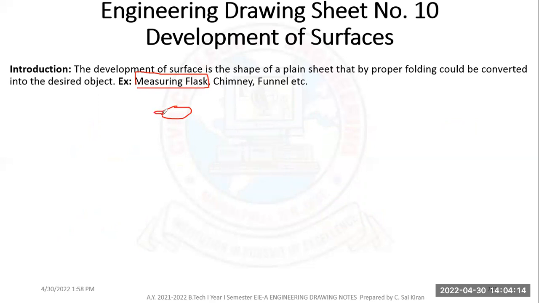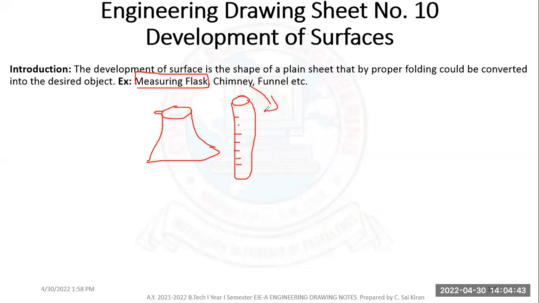So if you are in any chemistry lab, you have seen some measuring flask, or a tube to measure the volume of the liquid. All these are measuring flasks. This is an example of surfaces.